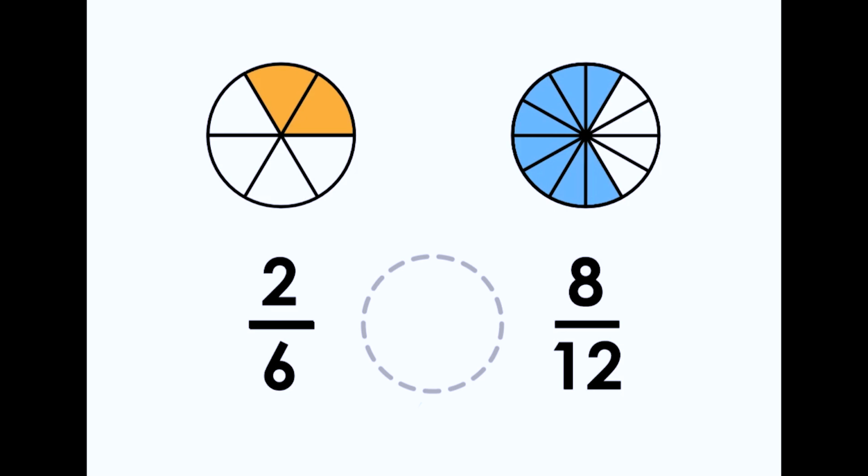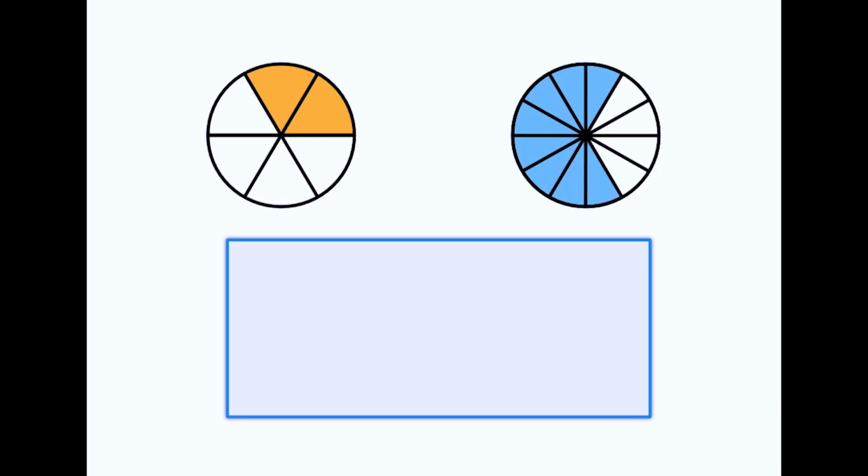Let's ignore the numbers for now and just look at the picture. The wholes are the same size. This whole circle is the same size as this whole circle. That means I can look at the part that's colored in and compare the fraction. Is this fraction bigger? Or is this fraction bigger? I can see that more of the fraction is colored in the blue circle. So that means that fraction is bigger.